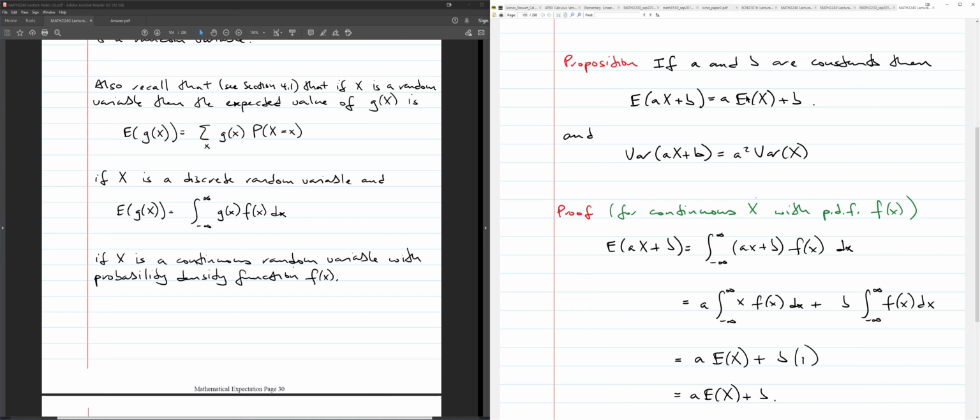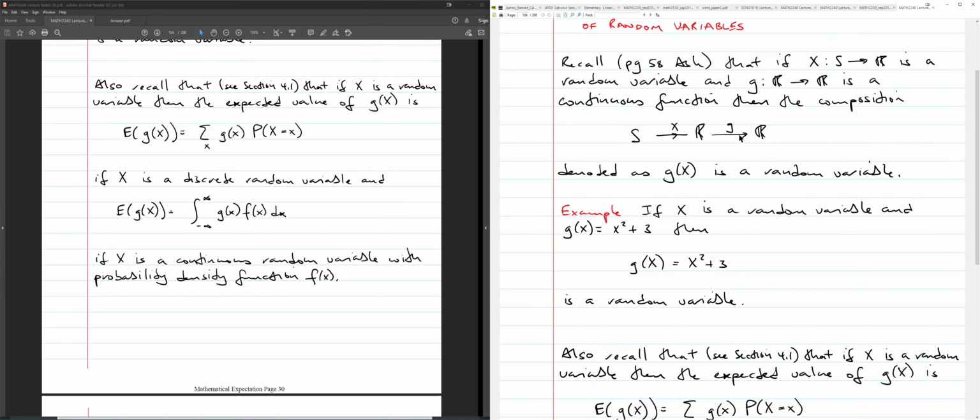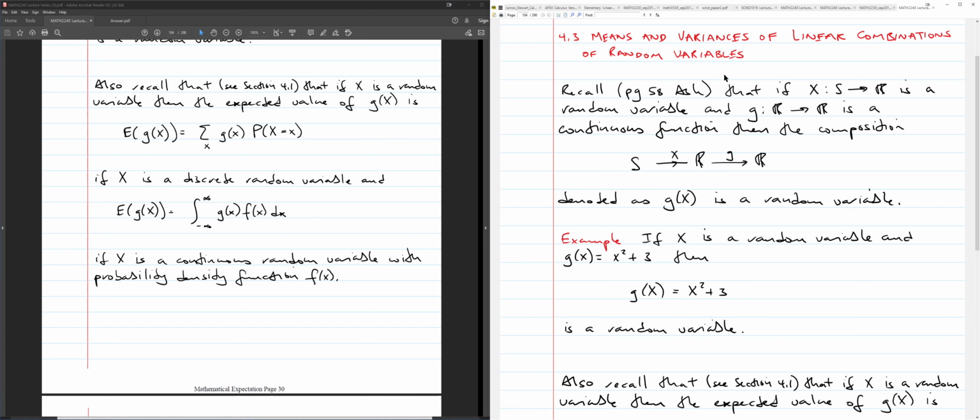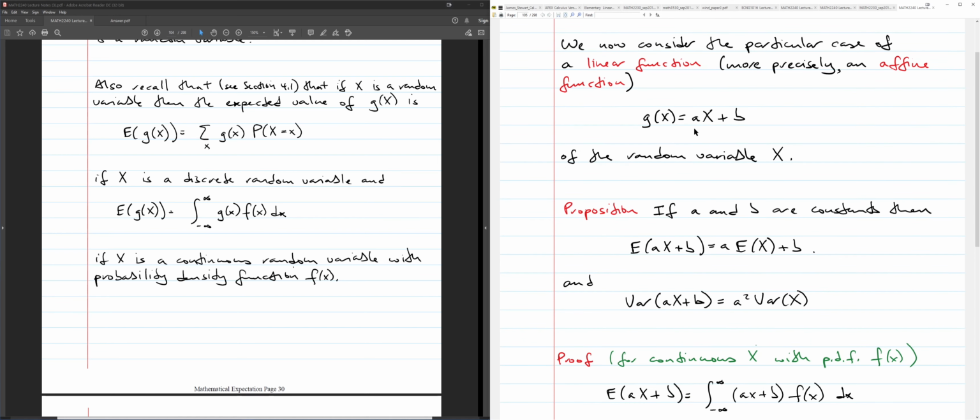Now what we want to look at over here is a specific example. So this section is looking at linear combinations of random variables. So this over here is a linear function of the random variable x. And these two specific formulae are fairly useful for us, so this is why we isolated them over here.